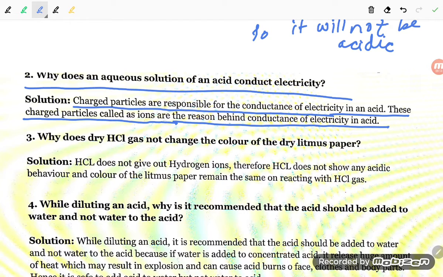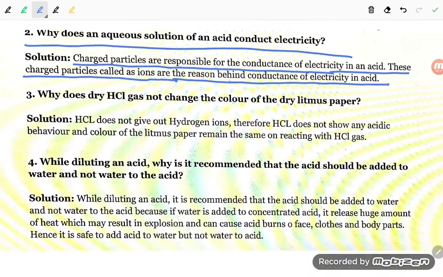Why does dry HCl gas not change the color of dry litmus paper?